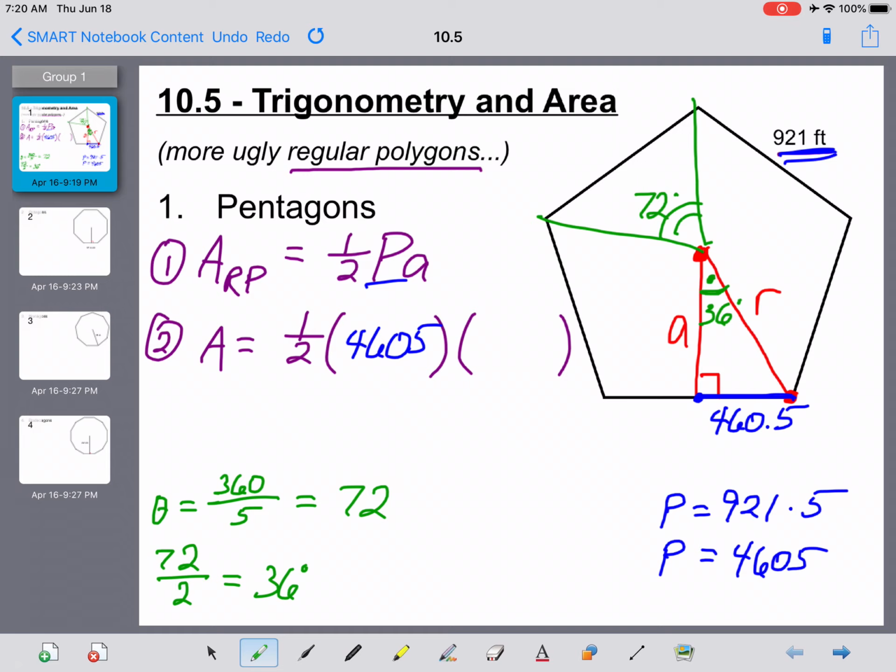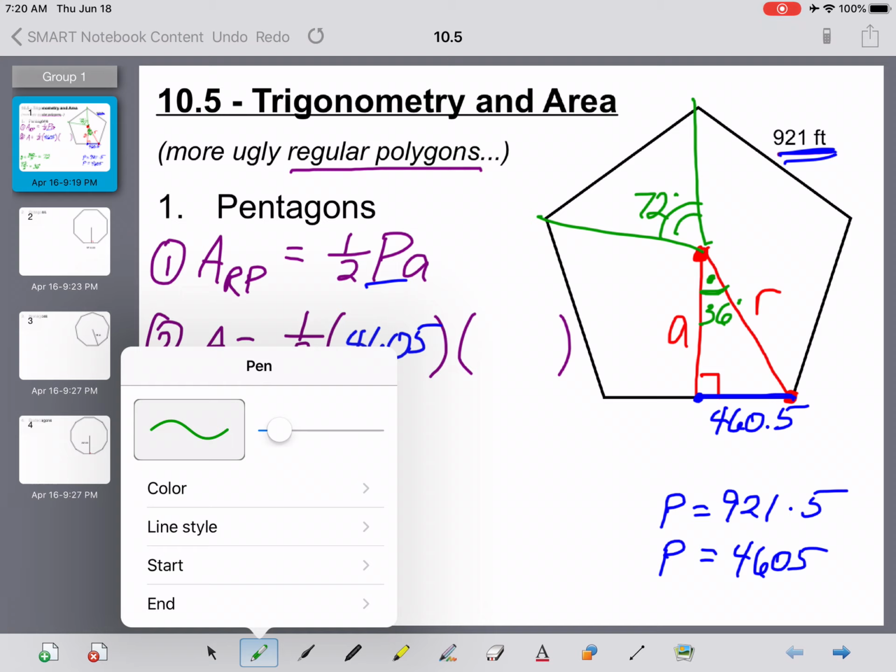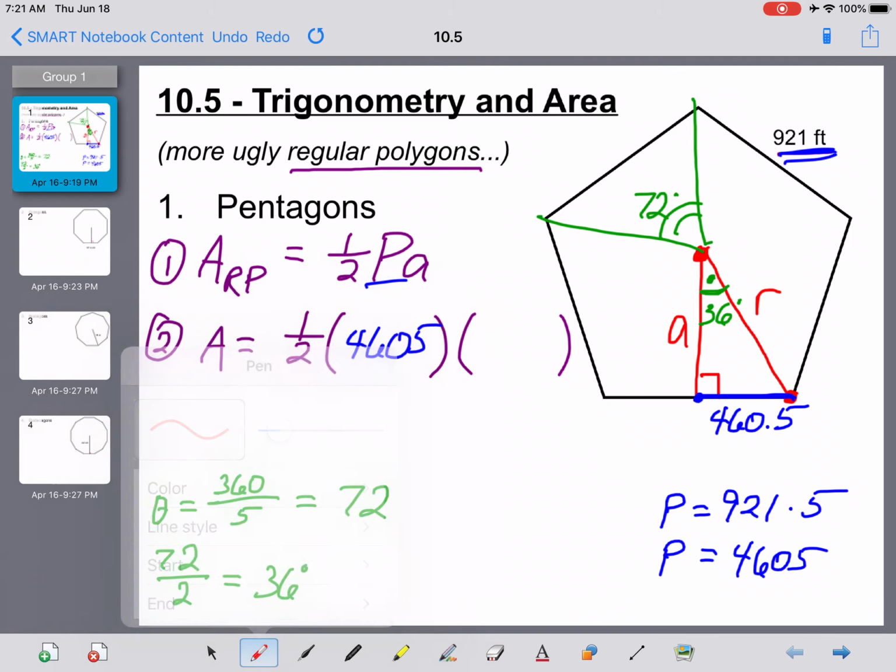So I'm going to switch colors yet again. I'm going to go to red with this one here. And let's start setting up a trigonometric equation to try to use this 36 degree angle to figure out A. A here is going to be the adjacent leg to this 36-degree angle, and the 460.5 is all the way across the figure. That's the opposite leg.